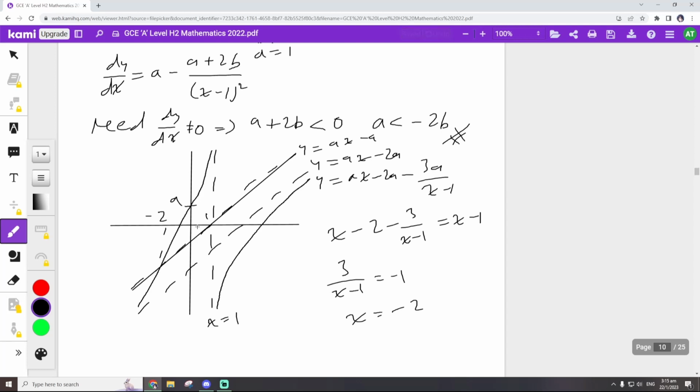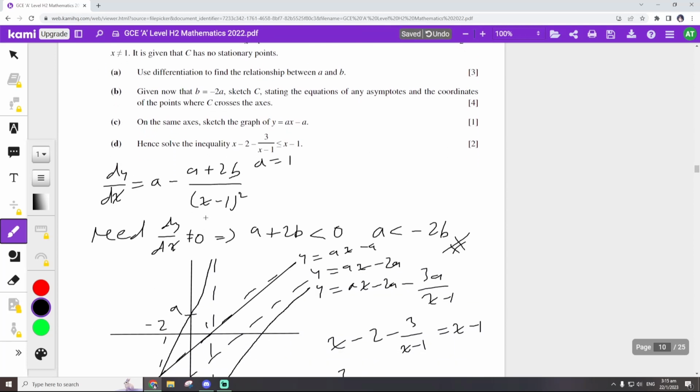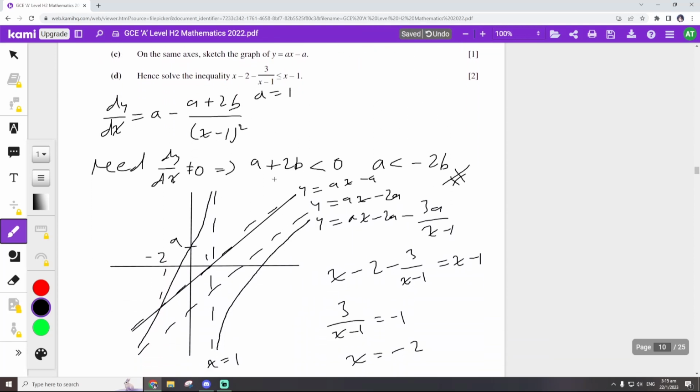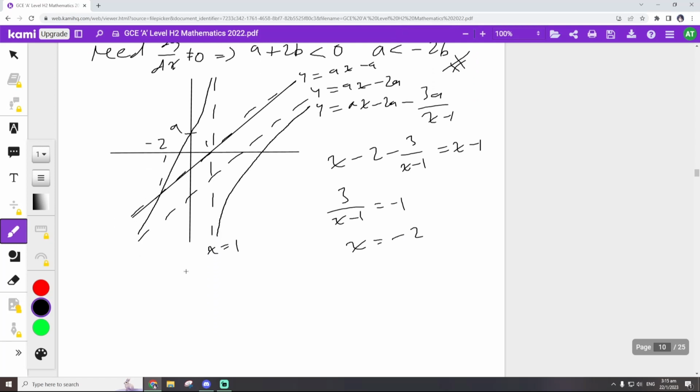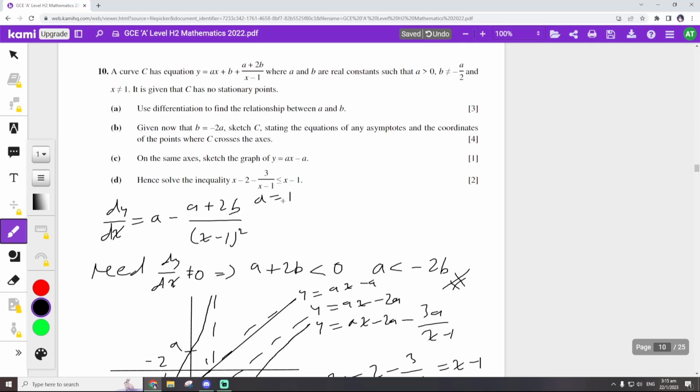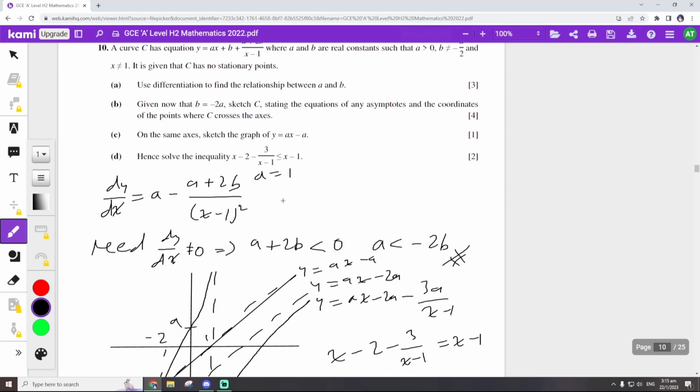And to solve the inequality of the curve being less than or equal to the line, I want the curve to be below the line. So from the graph, x is less than or equal to negative 2 or x is strictly greater than 1 is the answer to the inequality, because those are the ranges where the curve lies below the line. Yeah, so it's actually in the special case a equals 1. I think it's quite interesting.